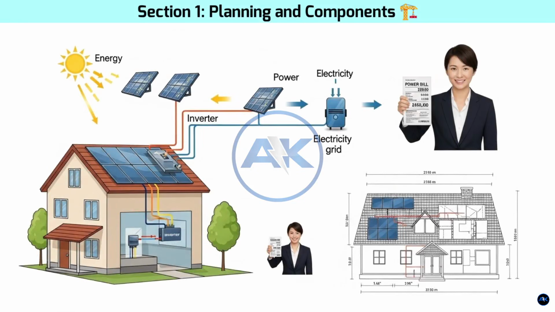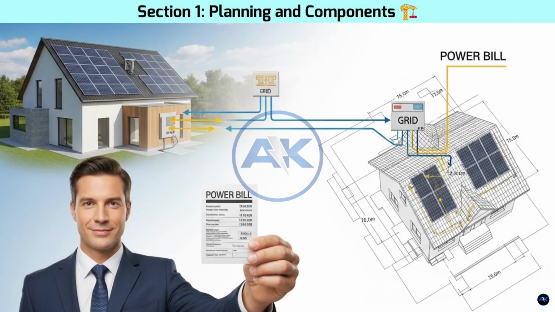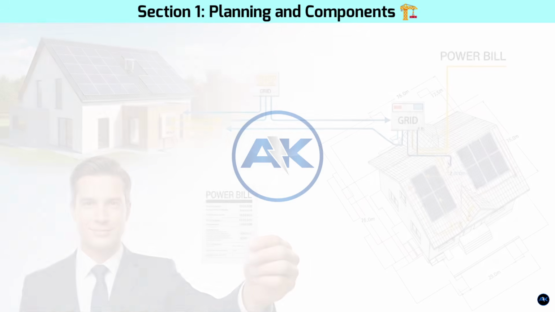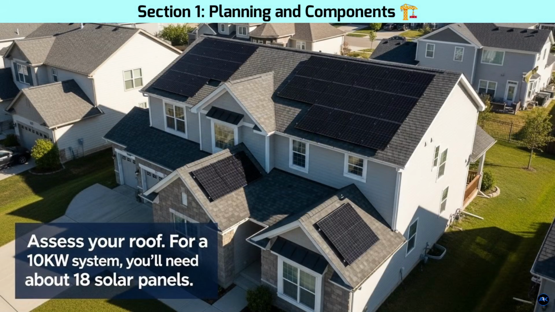Section 1: Planning and Components. Before you buy anything, you need a solid plan. First, find out your average monthly energy consumption in kilowatt hours, kWh, from your old bills. This will help you choose the right system size. Next, assess your roof. For a 10 kilowatt system, you'll need about 18 solar panels.